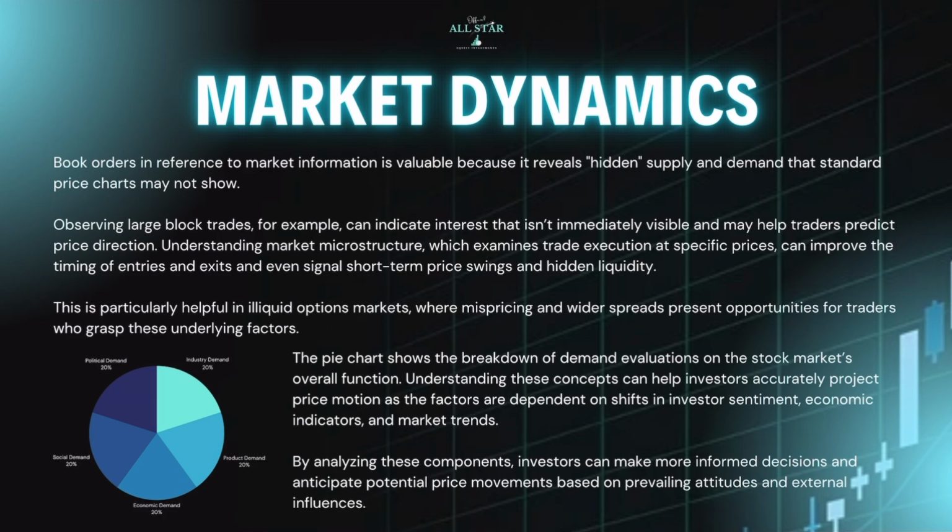in the price direction. Now for me, this is relevant because the market microstructure looks at how trades are executed at specific prices, which by default allows traders to better time entries and exits. And I've also seen it used to anticipate short-term price swings and unseen liquidity. So the main thing to take away is that if you're looking at order blocks, this is the skill set that is especially useful in illiquid option markets, where mispricing and larger spreads create opportunities for traders who understand these underlying factors. So I hope this makes sense.